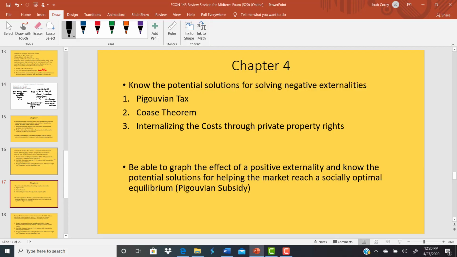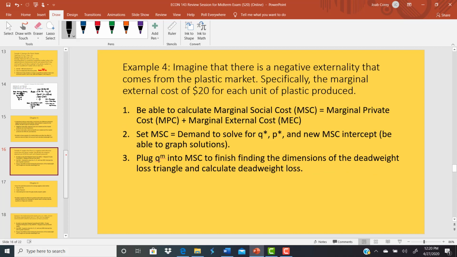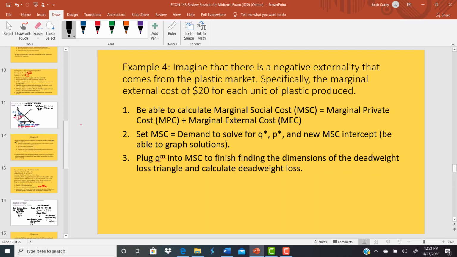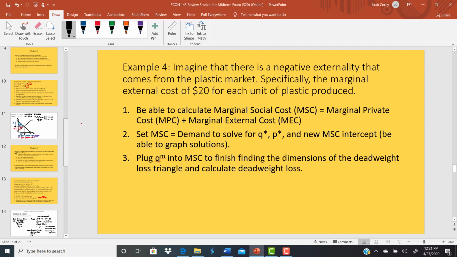So before we get into the solutions, let's go back to our previous graph. Since we already calculated out the market before we take into account negative externalities, let's save some time and just add some negative externalities to that graph.